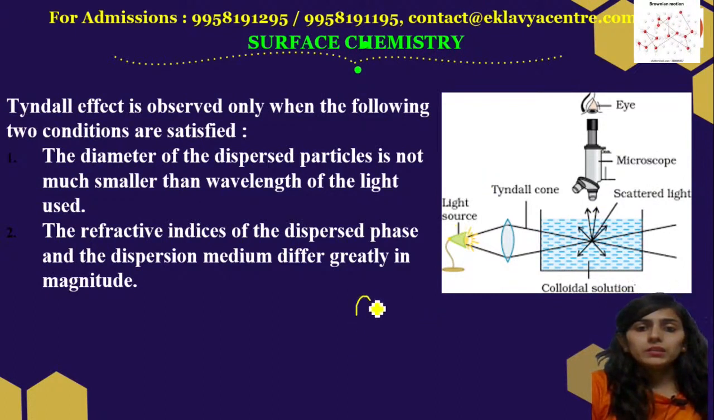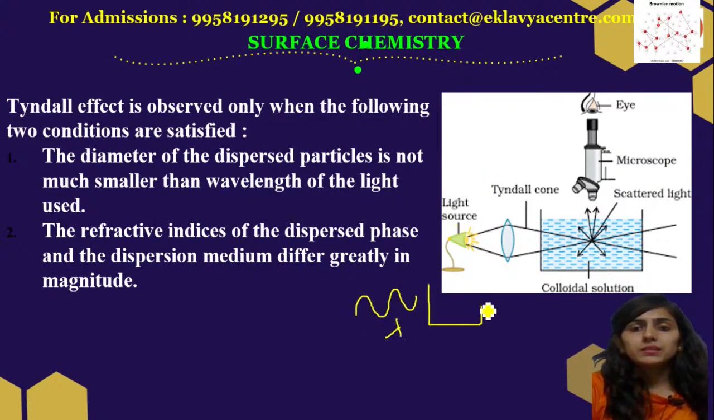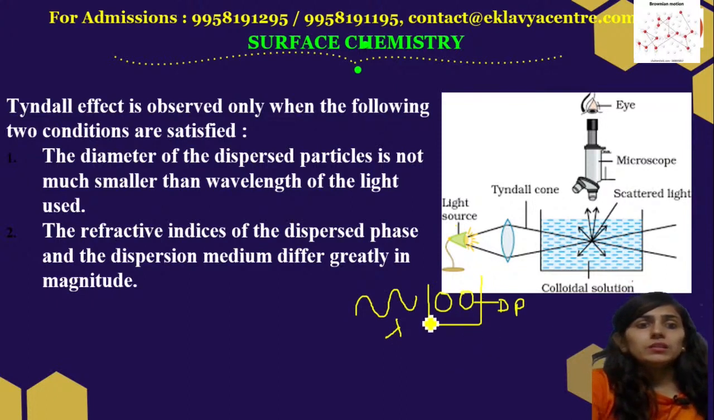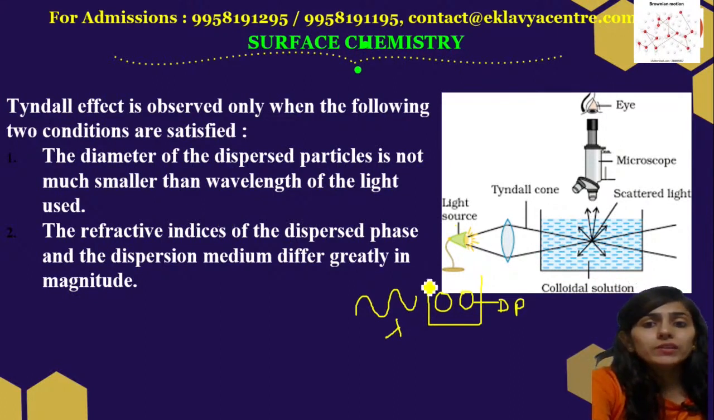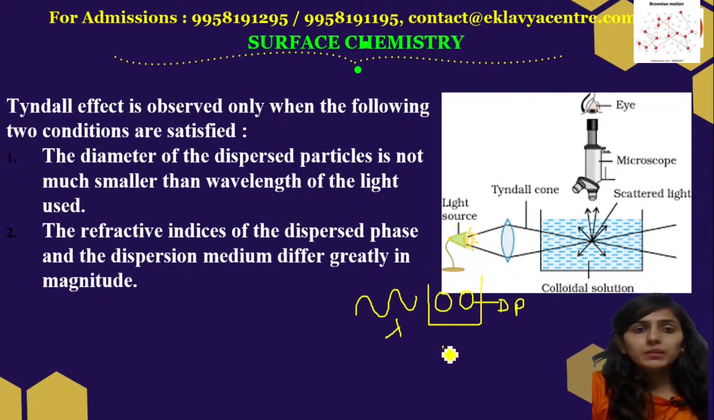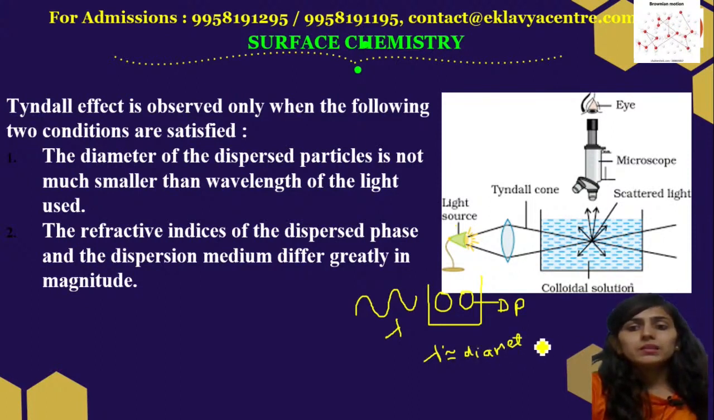Actually, the wavelength of the light, lambda, and the diameter of the dispersed phase particles: the diameter should be less, but it should not be much smaller, otherwise scattering will not be possible. This lambda and the diameter should be comparable. Otherwise, what will happen? The scattering will not be possible. Right?